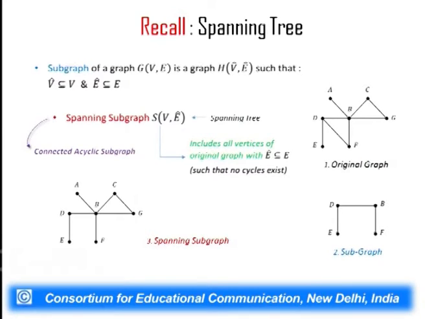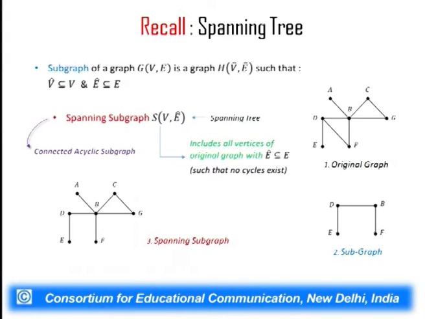Connected means that there has to be a path. Acyclic means that adding any edge to that graph will result in a cycle, and we do not want a cycle when we speak of a tree. And of course, it is a subgraph of some given original graph. In the figures, figure 1 is the original graph, figure 2 shows a subgraph, and figure 3 is the spanning subgraph or spanning tree. It includes all the vertices, no cycles are there, and edges are chosen in a manner that the connectivity is not violated.